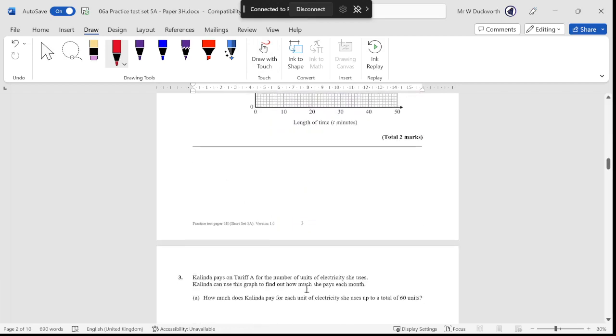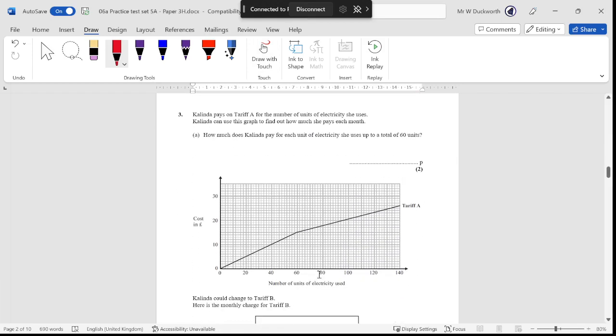Okay, question 3 then. Generally speaking, this wasn't terribly done. How much does Kalinda pay for each unit of electricity? A few people didn't spot that it was asking for each unit.